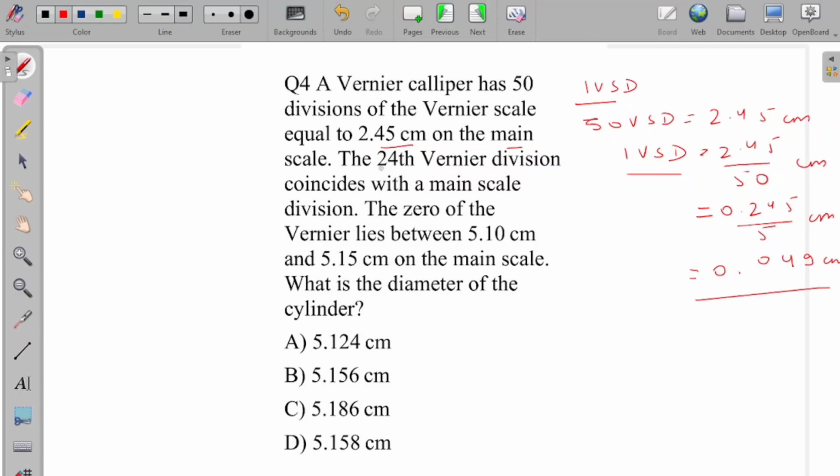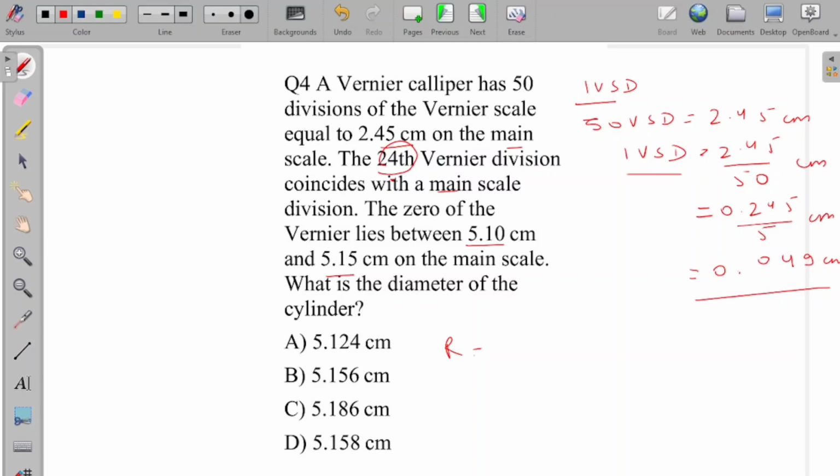Now next is the 24th vernier division coincides with the main scale division. So this is the 24th vernier division that is coinciding. The zero of the vernier lies between 5.10 and 5.15 centimeter. What is the diameter of the cylinder? We have to find the final reading. Here the information is given and we have to find the final reading. Whenever we find the final reading, this is the basic information that we need.